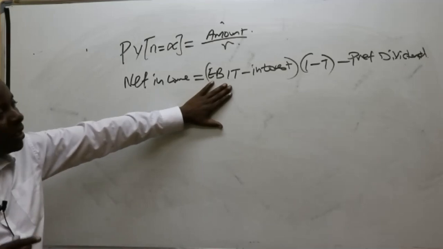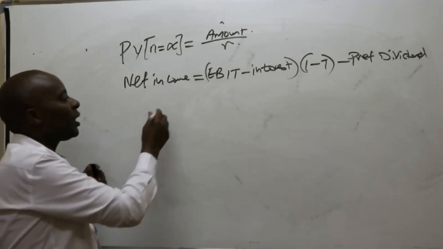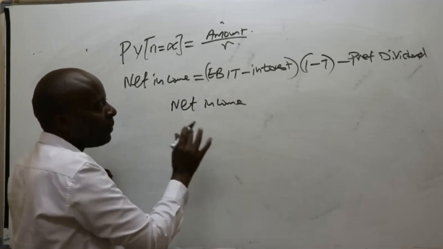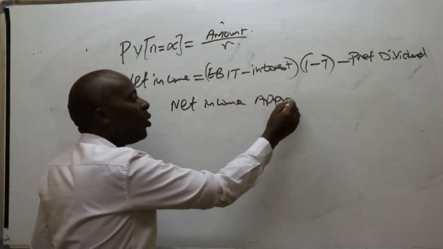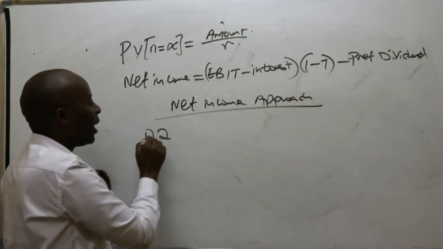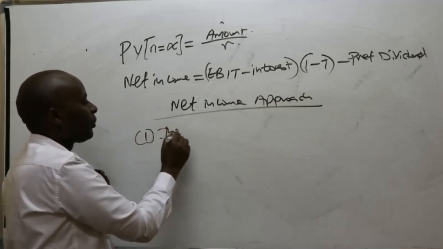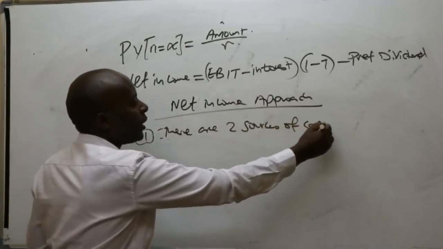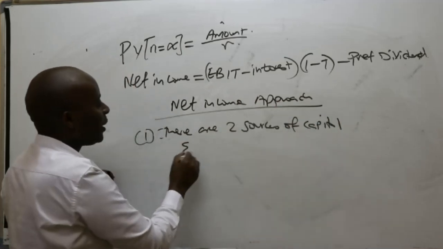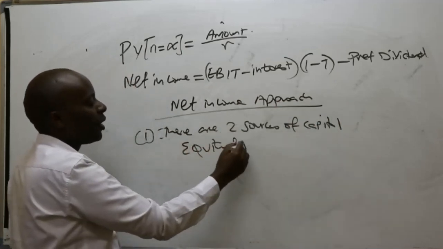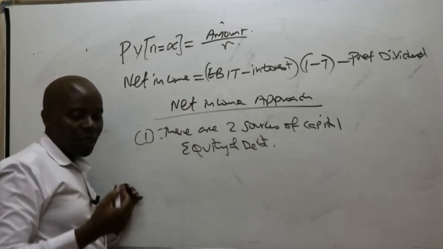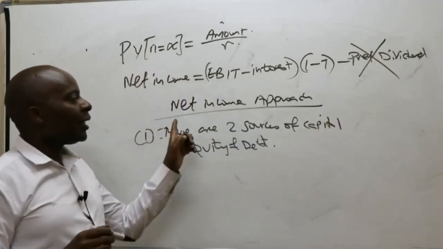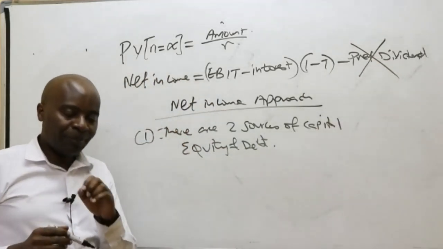If you remember the net income approach, not net operating income, the net income approach, we normally assume that number one, there are 2 sources of capital, that is equity and debt. That is why you will never get preference dividend appearing anywhere under the net income approach. Nowhere.